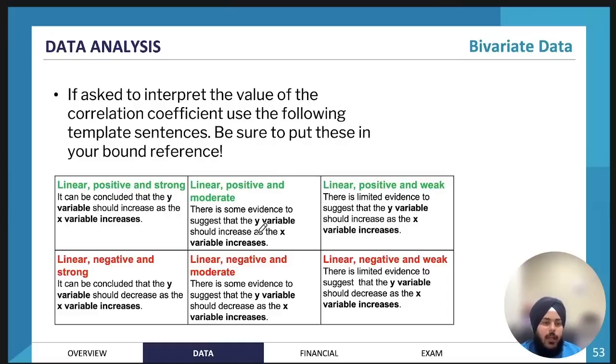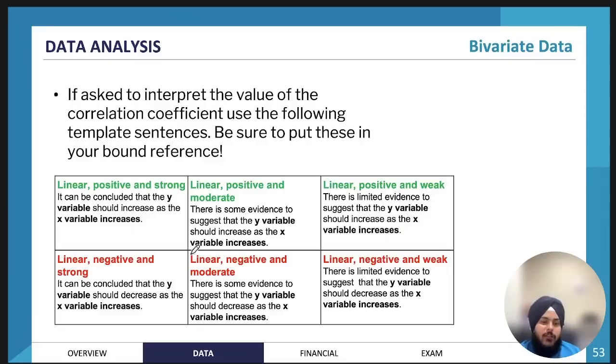Okay, so just a few interpretation statements. We've already looked at this, but if you have a question, you should have a structure in your data book already prepared to talk about how you might interpret an R value. If your R value is linear, positive, and strong, so a really high R value, the way that you are going to describe the association is you're going to say, it can be concluded that the y variable should increase as the x variable increases. That's only when you have a linear, positive, and strong relationship.